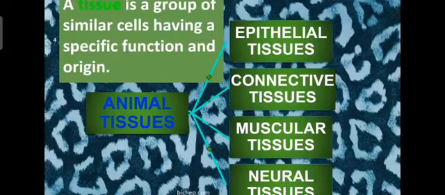So these animal tissues are broadly classified into 4 types. Which are those 4 types? Epithelial tissues, connective tissues, muscular tissues and neural tissues. One by one, now we are going to study.